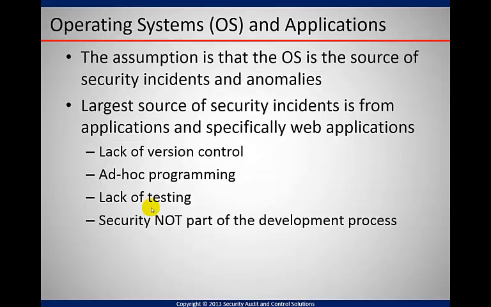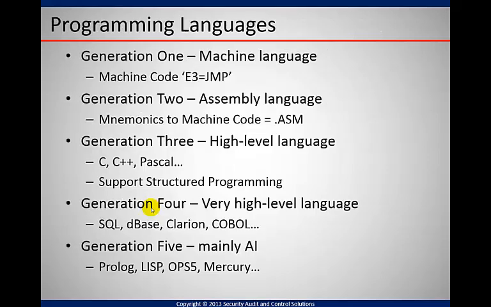The assumption is that the operating system is the source of security incidents and anomalies. The largest source of security incidents these days is applications, and specifically web applications. There's definitely a lack of version control. Ad hoc programming, meaning that people don't have formal security programming education. There's a lack of testing, and security is not part of the development process.